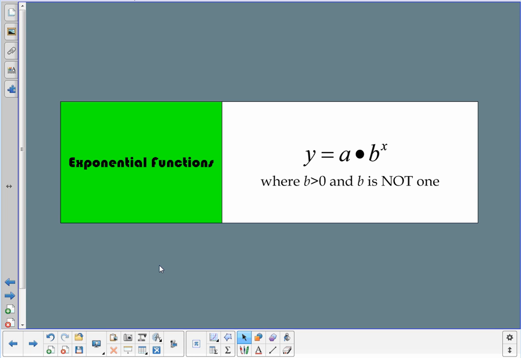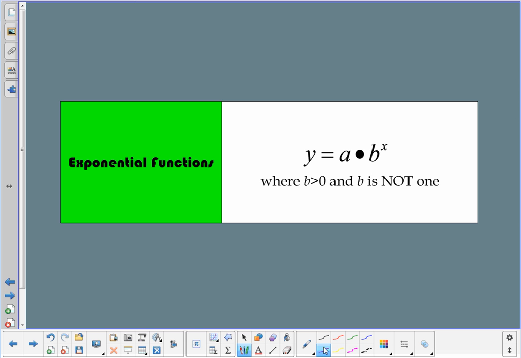So the exponential base function, or the standard function, looks like this. It's y equals a times b to the x power. b cannot be 1, and b has to be greater than 0. So b is going to be positive no matter what, but b could be between 0 and 1 or greater than 1, just not equal to 1.